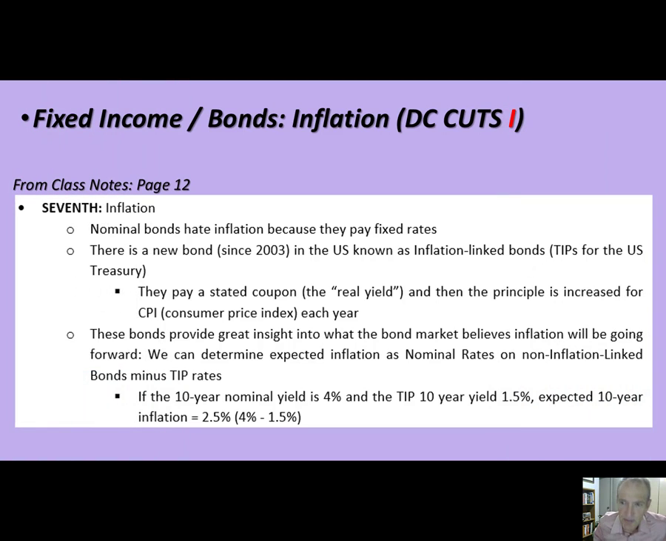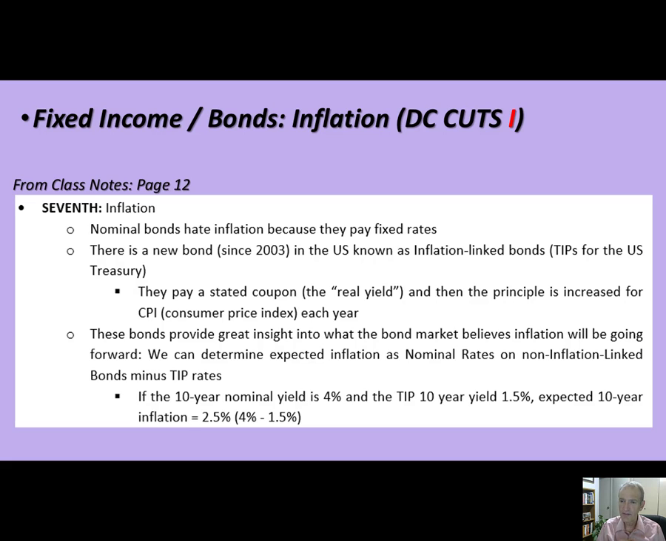All right, our very last part of DC cuts I is the inflation. So we have two categories here. We have nominal bonds and we have inflation-protected bonds. Nominal bonds hate inflation because they're paying you this fixed rate. So think back into the 70s. Let's say you bought a 30-year treasury yielding 5%, and then suddenly inflation shoots up to 9 or 10%. You're making 5, inflation's 10, you're getting crushed. And so those bonds did really badly in the 70s.